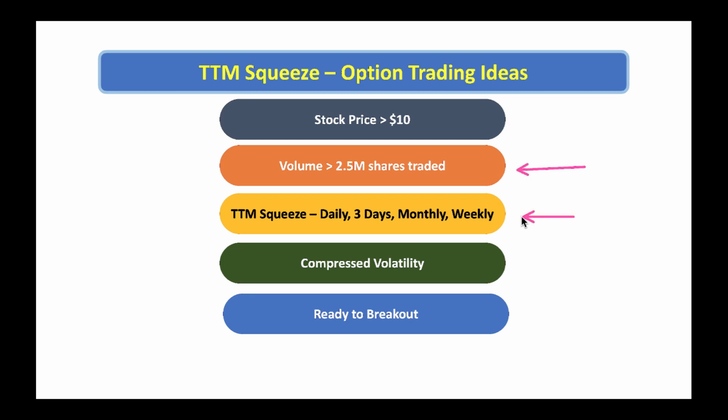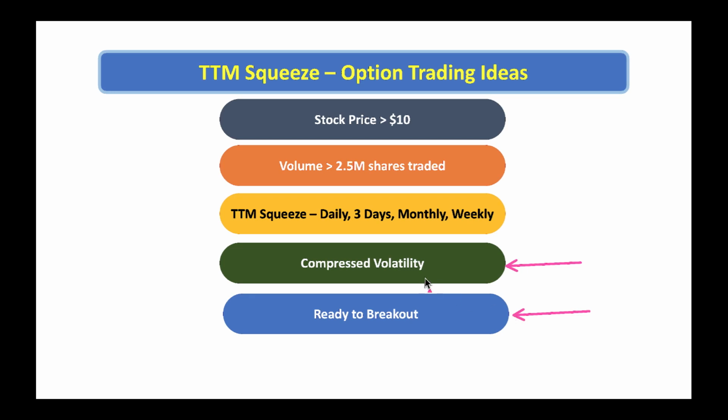And there's a TTM squeeze on a daily basis or a 3-day basis or a monthly or weekly. I love to look at the TTM squeeze, especially the weekly and monthly squeeze, because they tend to stay longer. And we're looking for compressed volatility, Bollinger Band within the Keltner channel, that tells the stock has to break out fast on the higher side or the lower side. And that's what we're looking for.